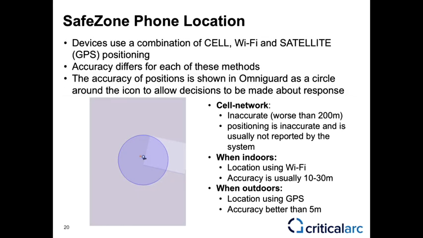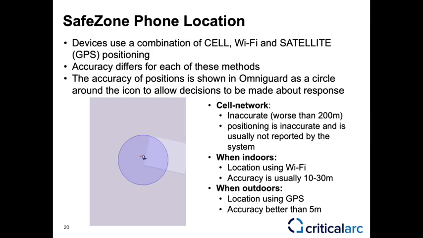Throughout the SafeZone system, we utilize smartphones to share the location of individuals. Smartphones use a combination of cell, Wi-Fi and satellite positioning in order to determine their location and then communicate it to the system. And the accuracy differs for each of these methods. We communicate the accuracy to you through the Omniguard interface as a circle around the icon. That circle allows you to make decisions about how you respond.